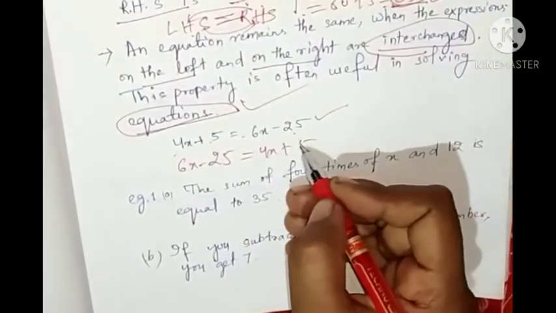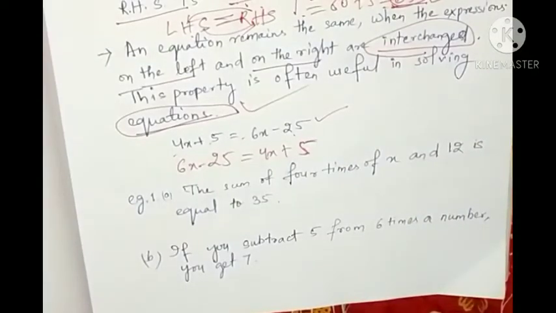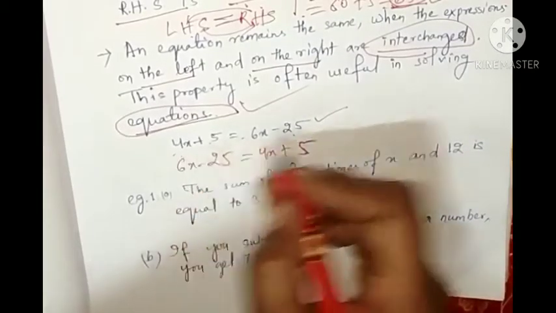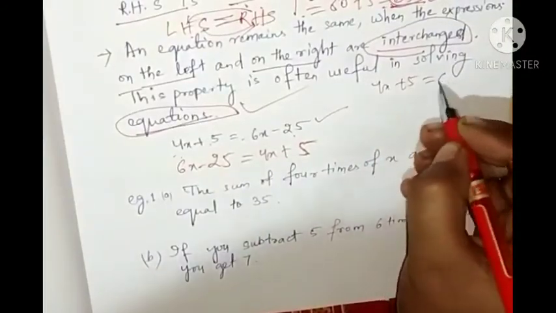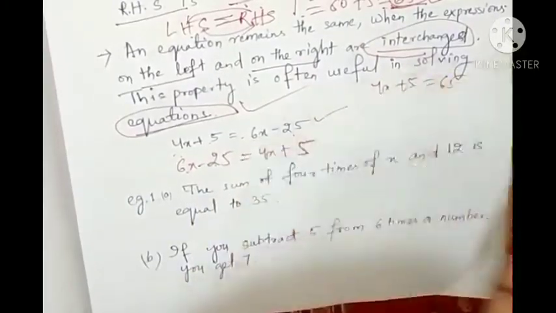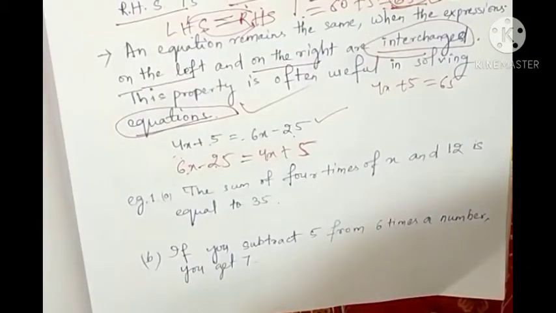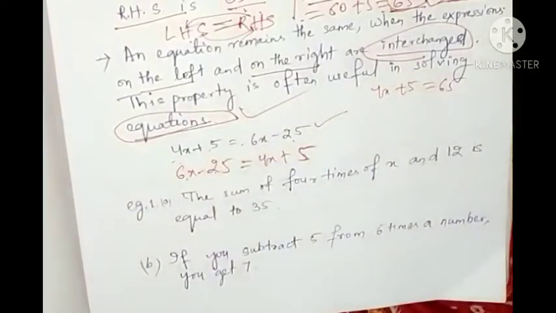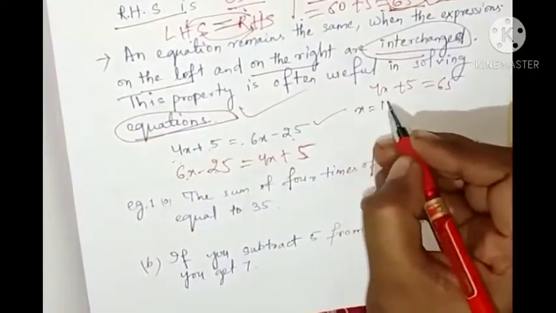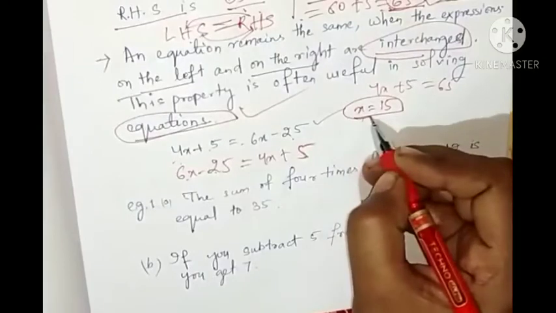Whichever way you are using, you can make it. You know that 4x plus 5 equal to 65. Let's find out whether 6x minus 25 is 65 or not. So let's put the same value, x equal to 15.